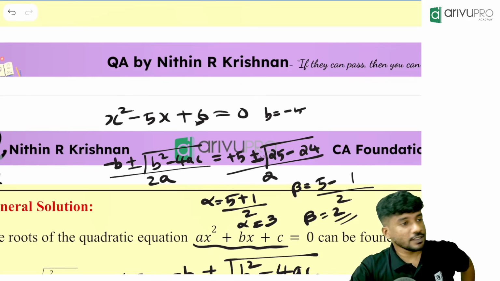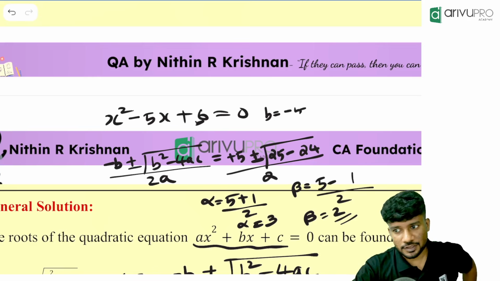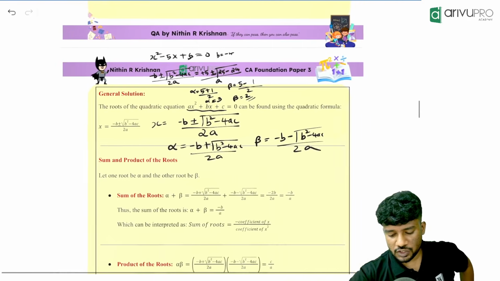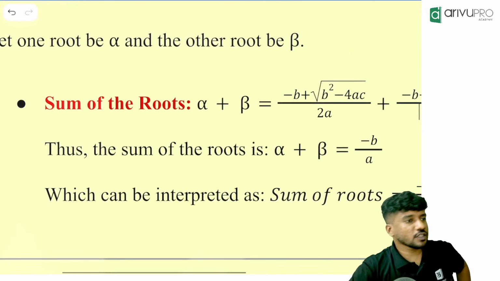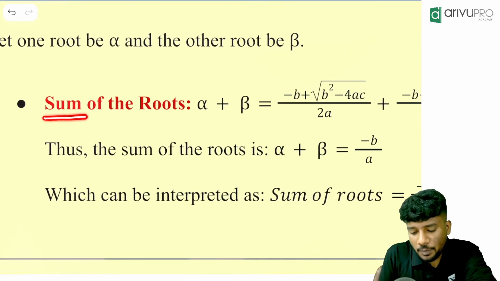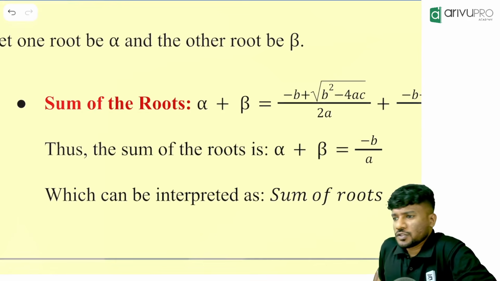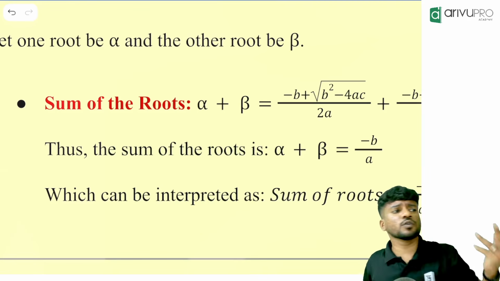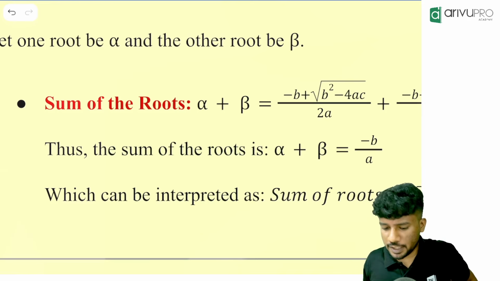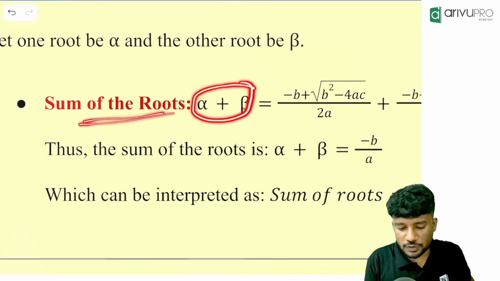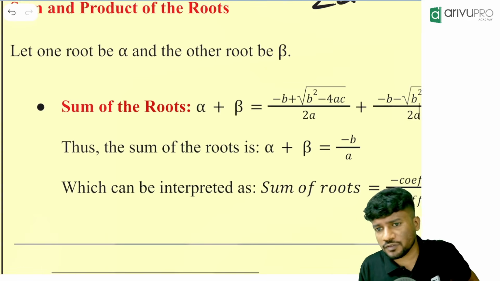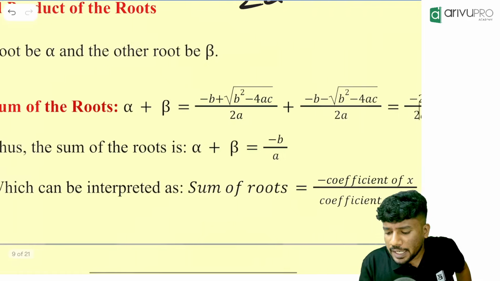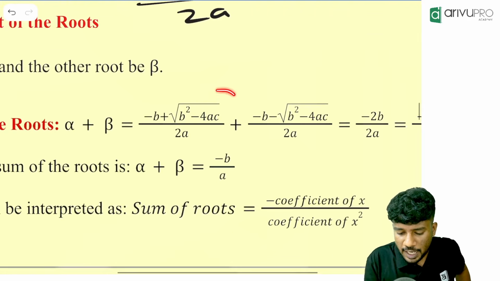If so, we are going to learn something more. This is not the usual question they will ask in the exam. Also, a few most important things are these. Sum of the roots. Two roots are there, alpha and beta. Sum of the roots means alpha plus beta. If one root is alpha, the other root is beta, the sum of the roots is alpha plus beta, which is equal to minus b by a.